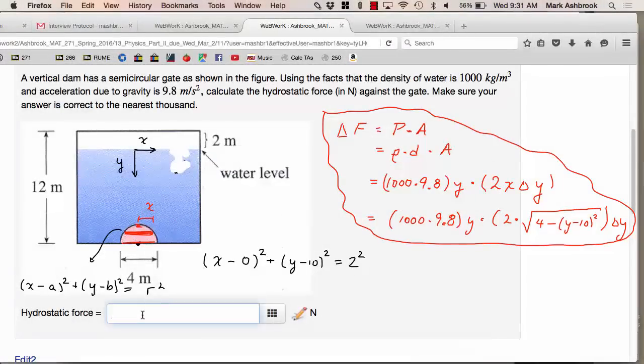Oh no, newtons is force. Sorry, this is force. Here they gave us the units.